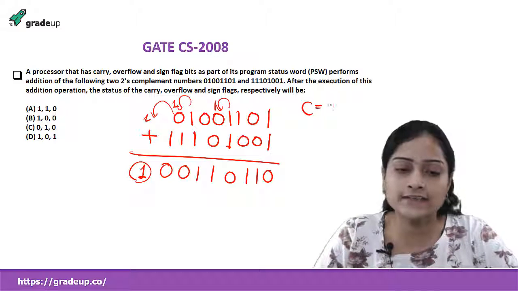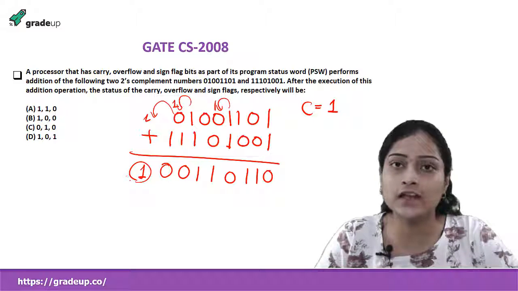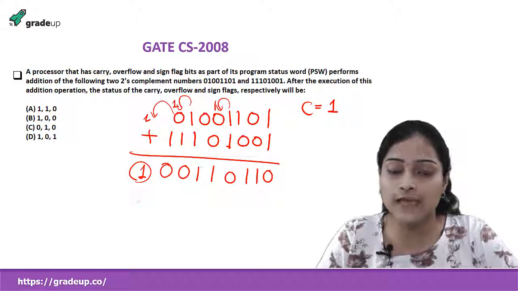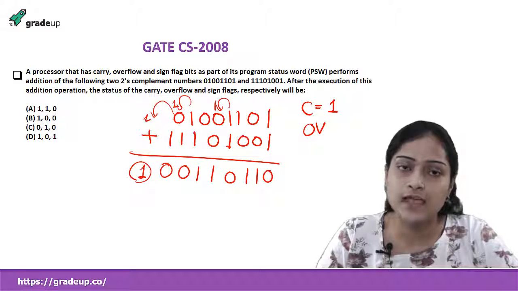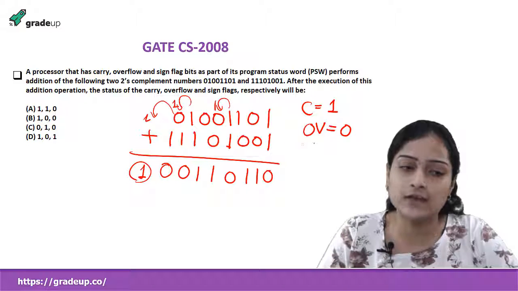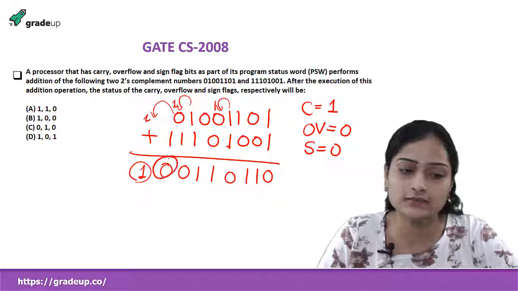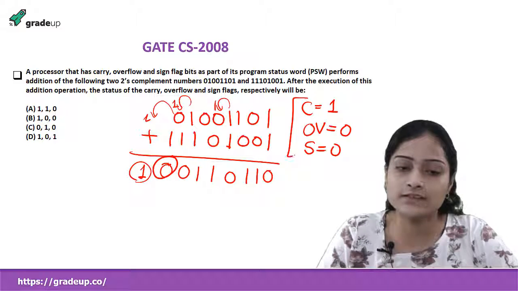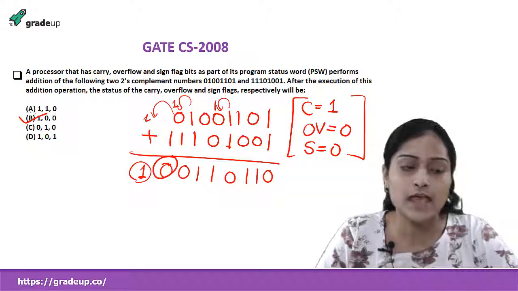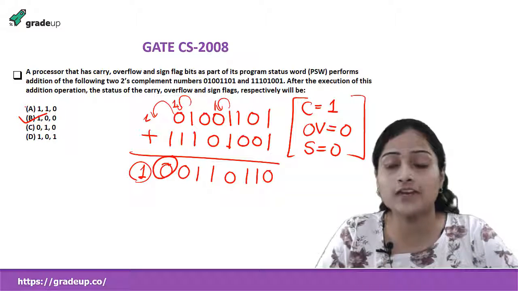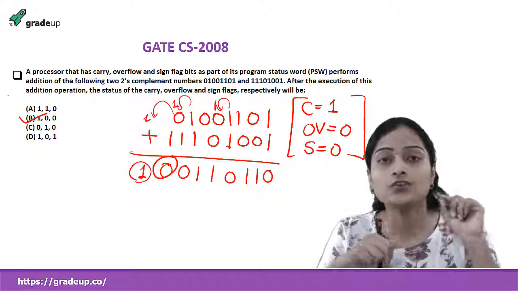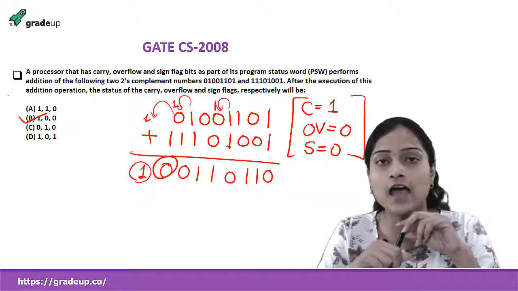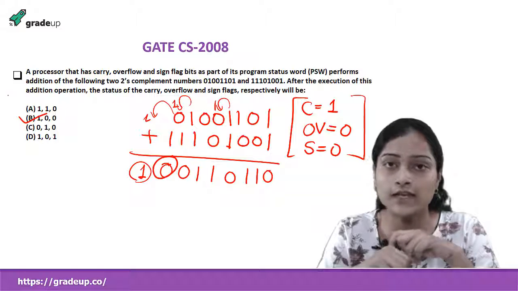So your carry flag is set to 1 because you are getting 1 extra bit out of your MSB. This was the condition for the carry flag. Now check the overflow flag. Here you are getting carry into the MSB and carry out of the MSB as well. So here the overflow flag is 0 and the sign flag will also be 0 because the MSB is 0. So tell me what is the output here? Output is option B. This question was asked in GATE CS 2008 for 1 mark, and you can clearly see it is very easy to score this 1 mark. You should not lose marks in such questions. This is how you can score a good rank in your GATE examination.